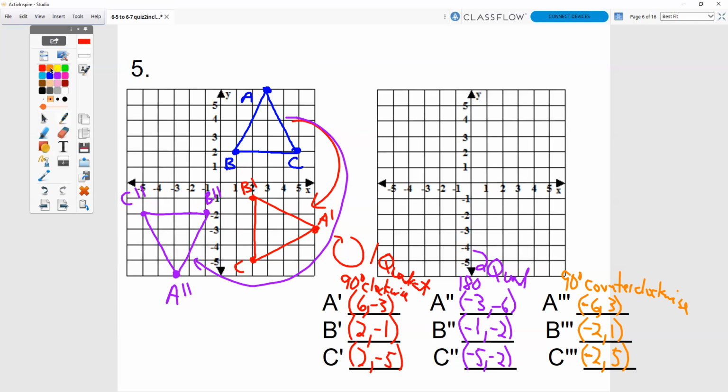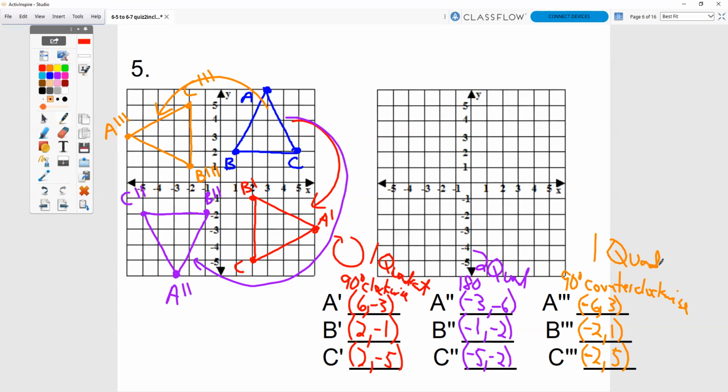Then we have the 90 degrees counterclockwise. -6, 3, that's A triple prime. B triple prime is -2, 1, that's B triple prime. And then C triple prime is -2, 5. Connect the dots. Notice that from our original picture, we went 1 quadrant, but backwards. Backwards clock is counterclockwise. So 90 degrees counterclockwise. Again, that's going to be a 1 quadrant turn.